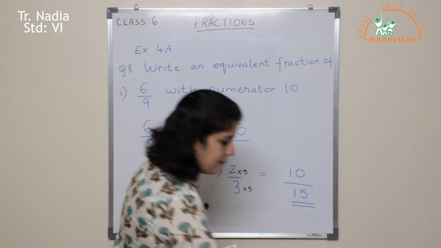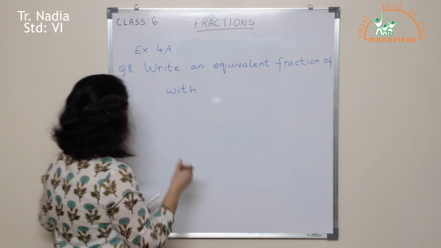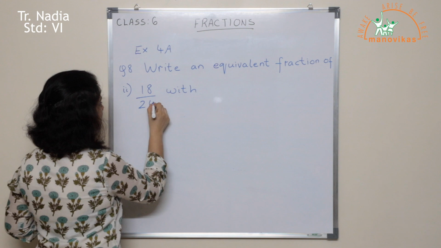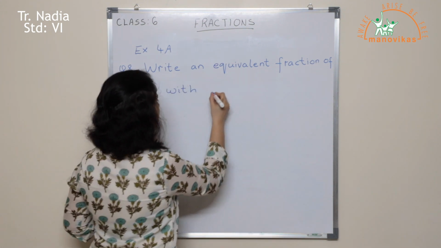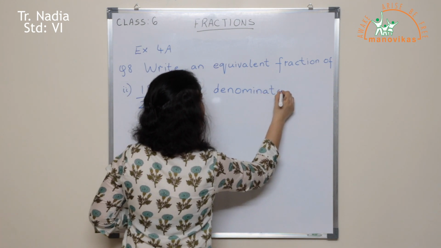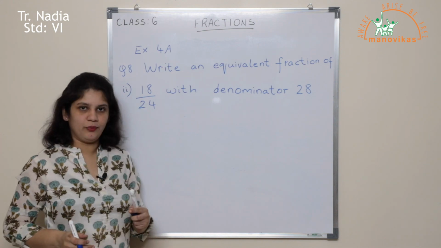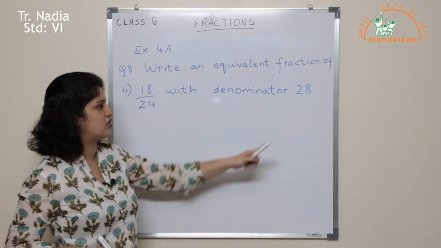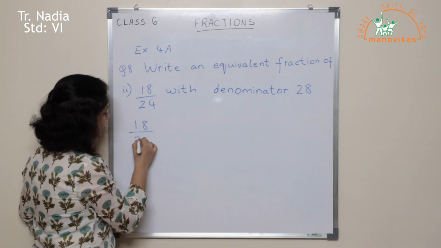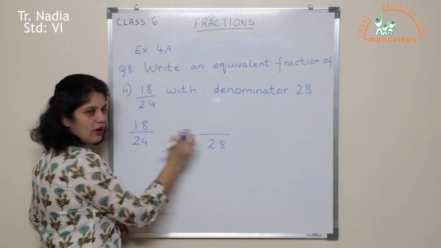Let us solve one more example. 18 upon 24. This time we need denominator 28. So 18 upon 24 is a fraction given to me. I want to get an equivalent fraction which will have denominator 28. So 18 upon 24, denominator has to now become 28. I have to get an equivalent fraction.